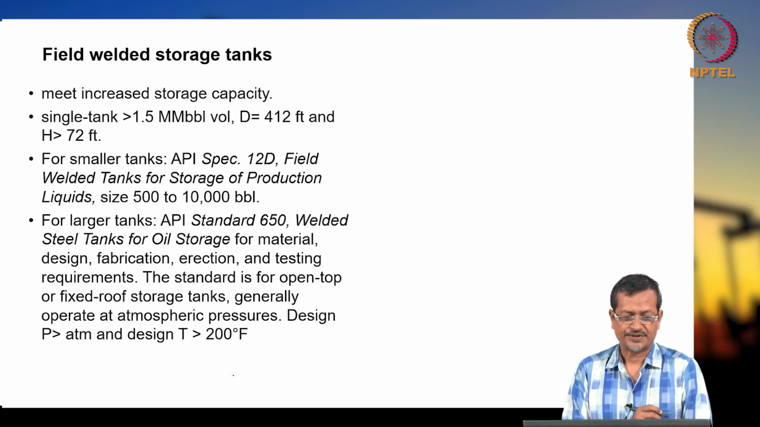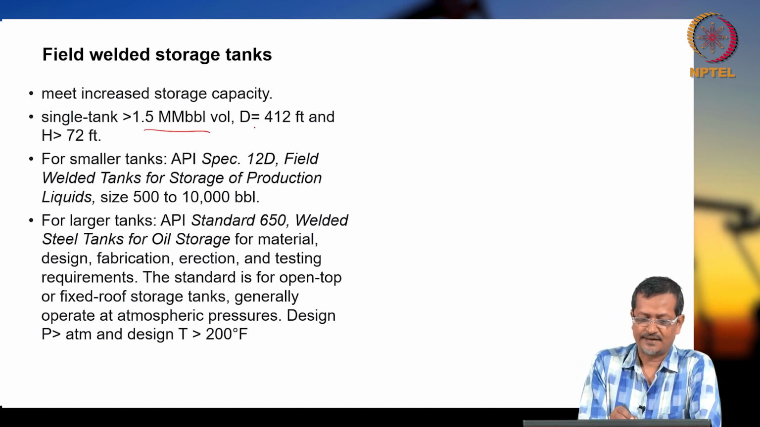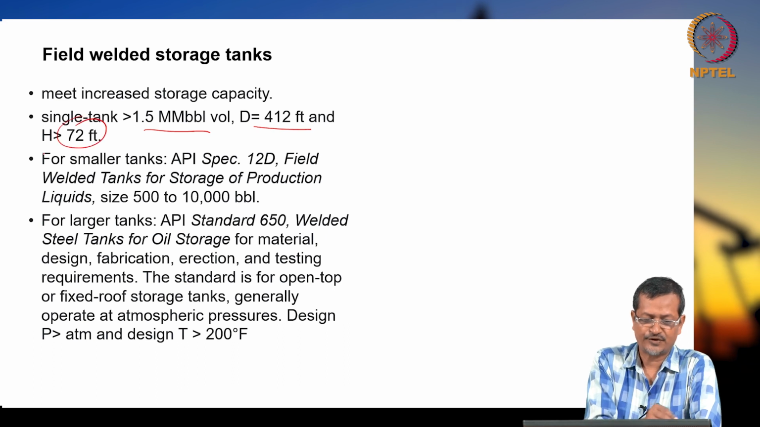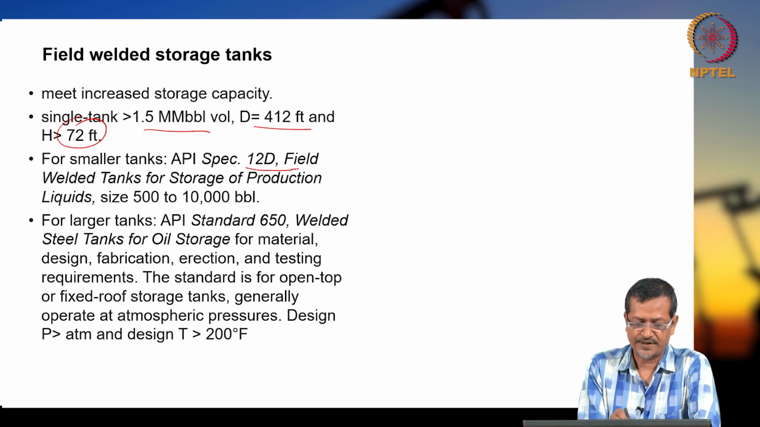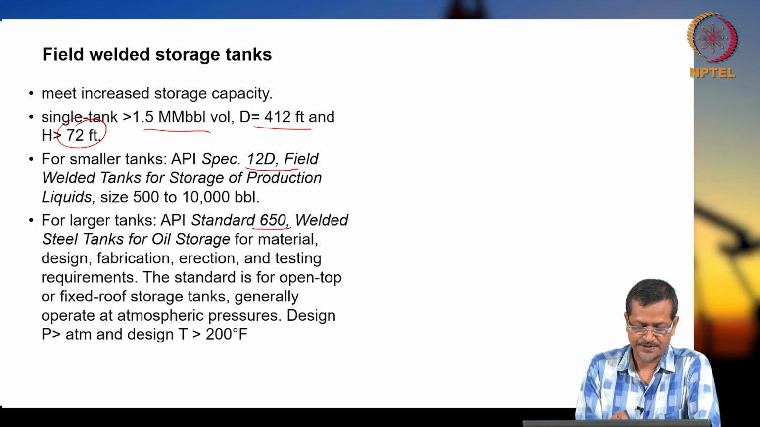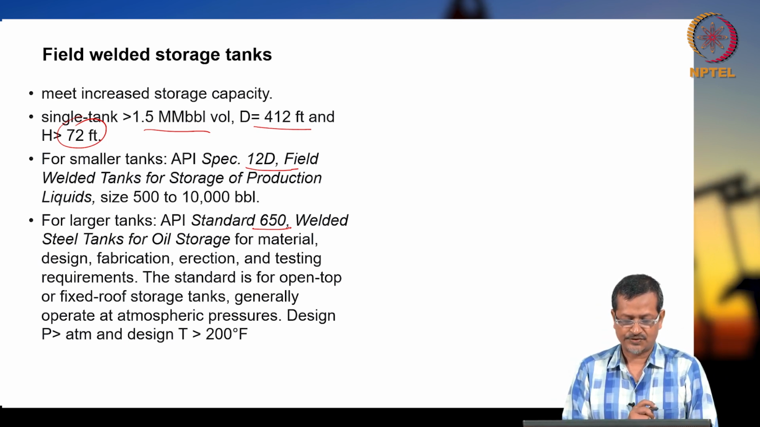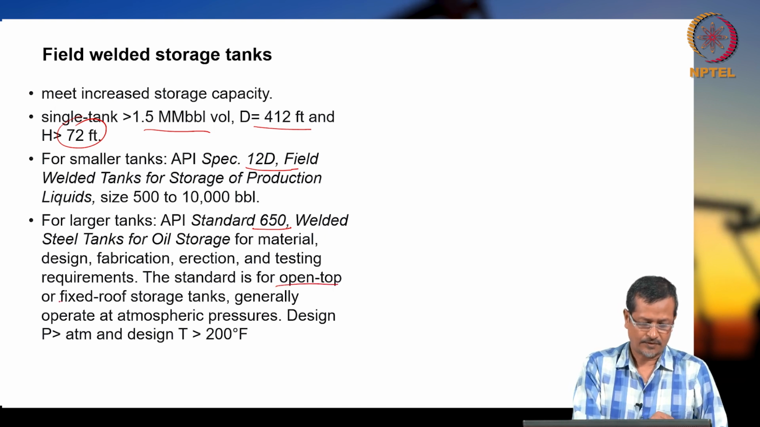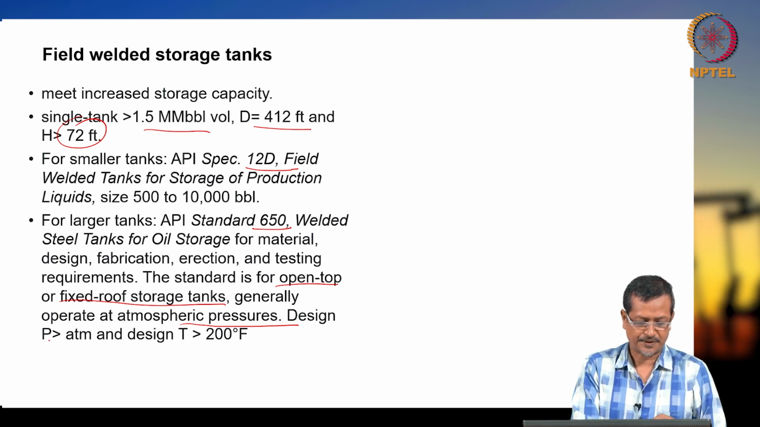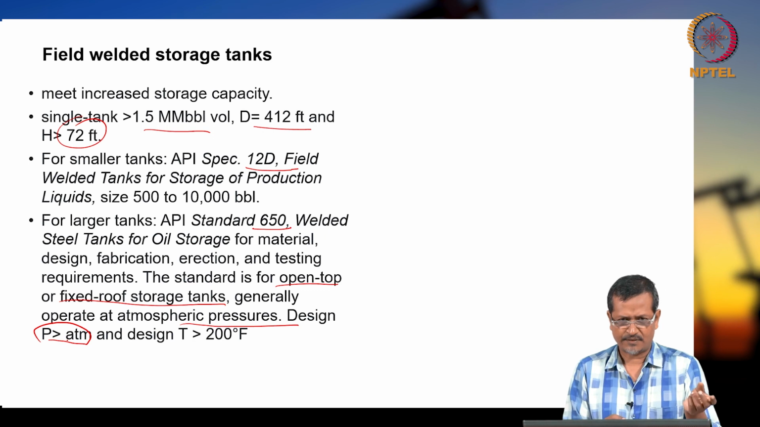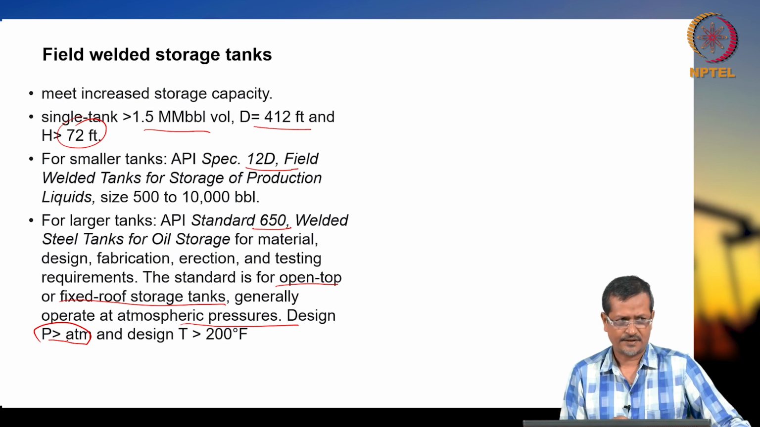Okay, field welded storage tank. It will have very high dimensions, like 1.5 million barrel, diameter 420 feet and height 72 feet. This is so large. For smaller tanks API specification 12D is there, for larger tanks a different specification is there. Normally this will be used on the refinery side. The standard is for open top or fixed storage tanks, generally operating at atmospheric pressure, design can be a little bit more than atmospheric pressure, and temperature more than 200 degrees Fahrenheit.